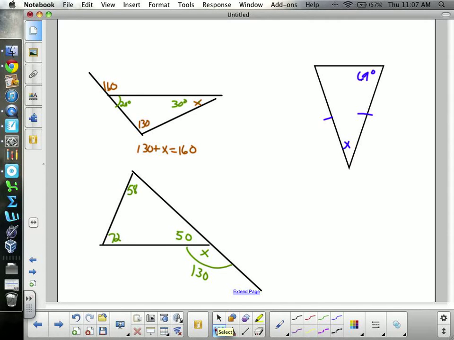All right, 69 degrees here, so this is also going to be 69 degrees. That uses up 138 degrees. We have to subtract from 180. 42 degrees is what we're left with for X.